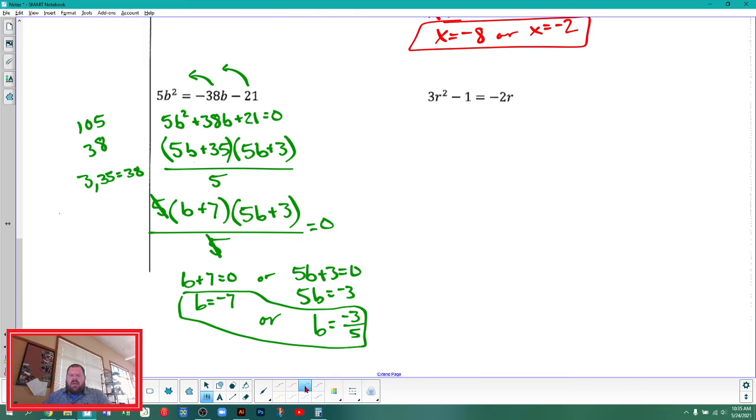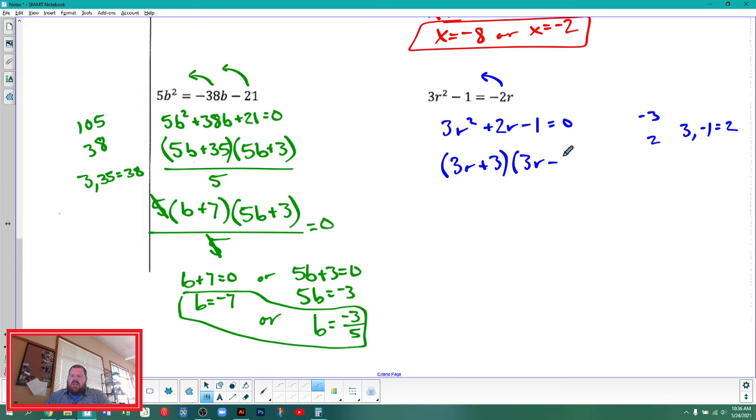The next one, I'll move the negative 2r over by adding it to both sides. So I have 3r squared plus 2r minus 1 equals 0. So now I need two things that multiply to give me negative 3 and add up to give me positive 2. I think it's going to be 3 and negative 1. So we're going to have 3r plus 3 times 3r minus 1.